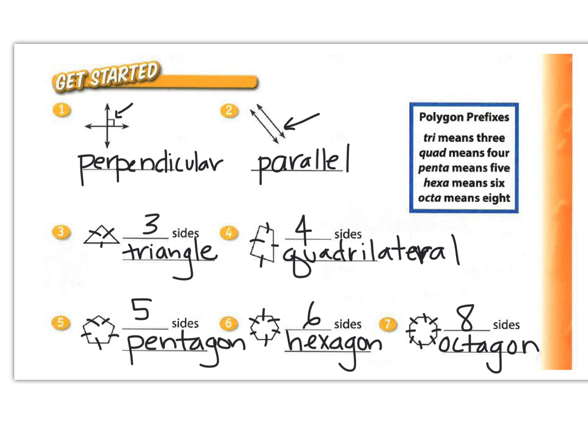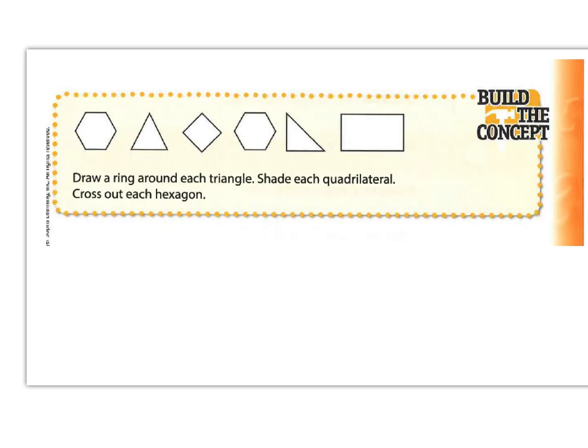All right. Make sure you have those notes. Pause the video if you need to pause. This says, draw a ring around each triangle. Shade each quadrilateral, cross out each hexagon. All right, well, let's draw a ring around the triangle. So here's one with 3 sides. Here's one with 3 sides. We have 2 triangles.